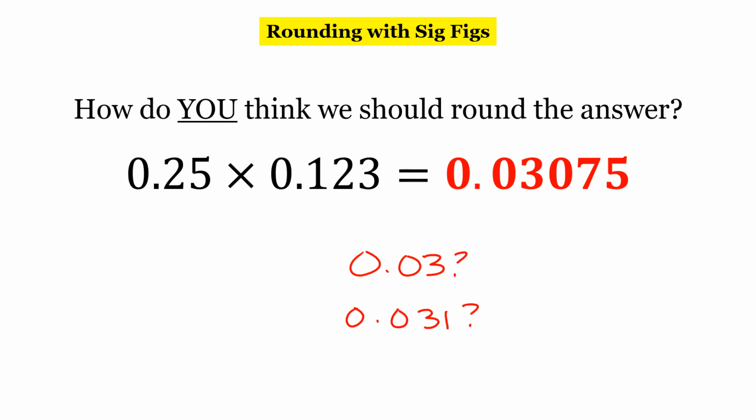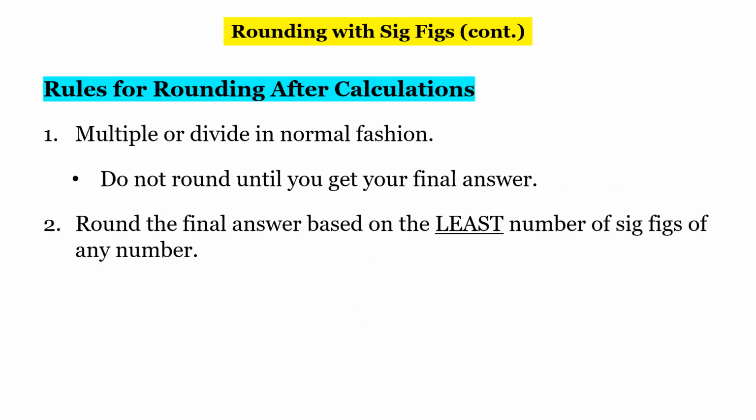Usually it's given in the directions, but what do you think? How would you round this if there weren't directions? Well, that's what we're going to talk about today with our rules on sig figs after calculations. So here are the rules. Rule number 1 is pretty easy to follow: multiply or divide in a normal fashion. But the important thing is you want to make sure that you do not round until you get your final answer.